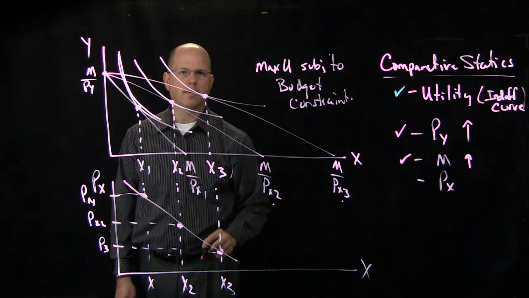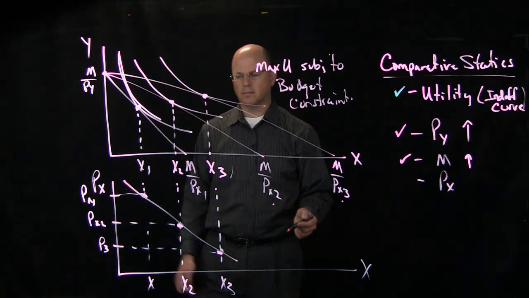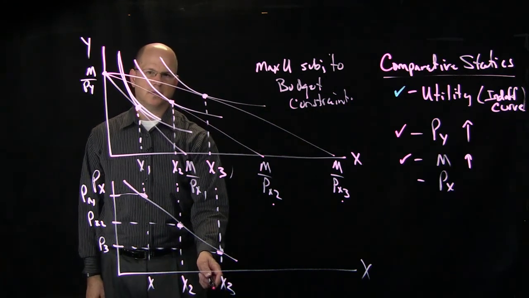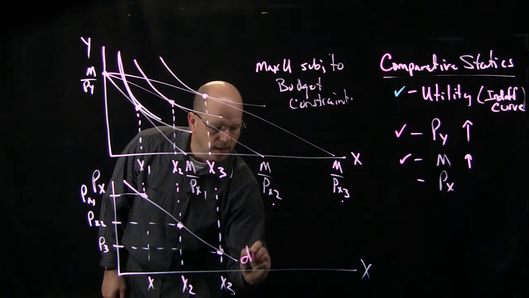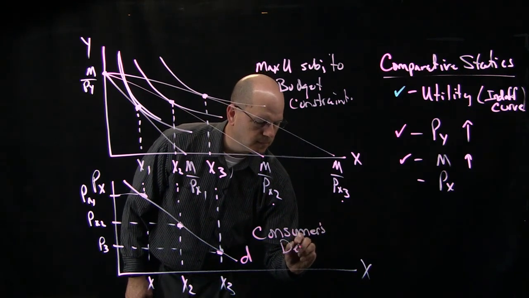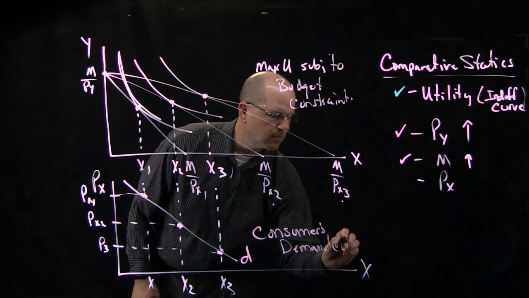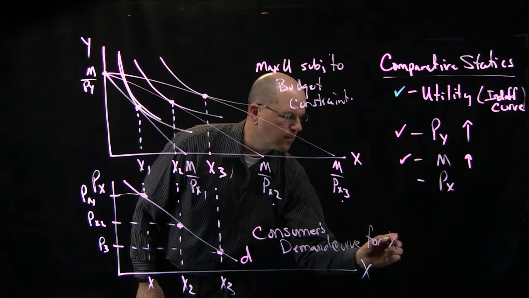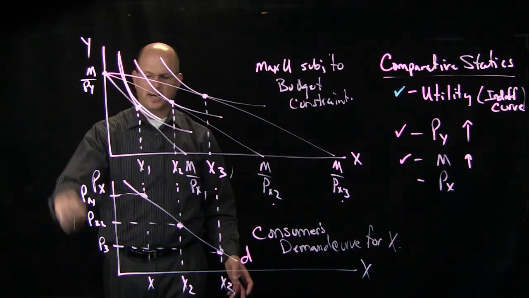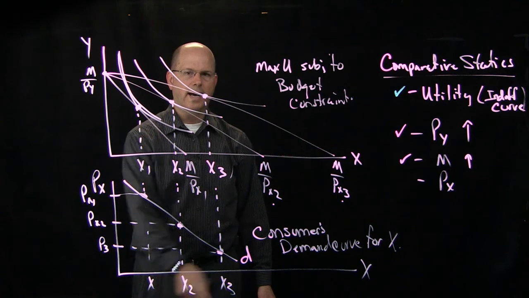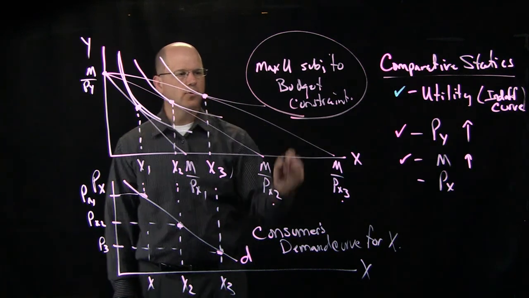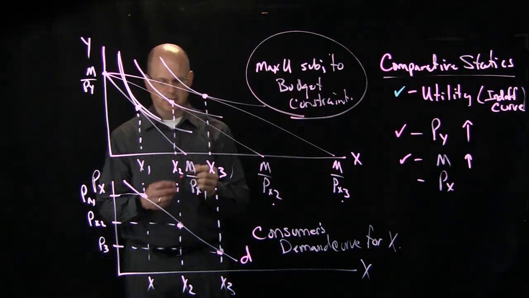Now, what happens when we connect these dots? What do we end up with? Well, we end up with the relationship between the price of X and the optimal amount of X purchased. This is the consumer's demand curve for good X. It tells us for every possible price of X, how much the consumer will buy, how much the consumer is willing and able to buy. And we did that through maximizing utility subject to their budget constraint.